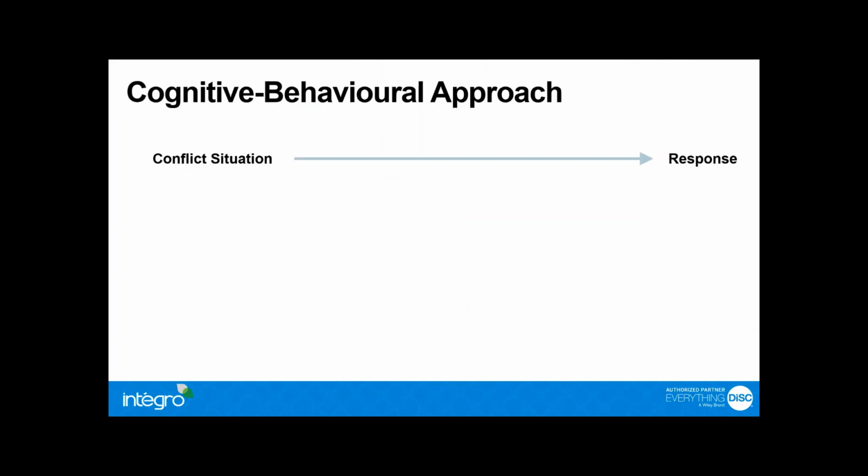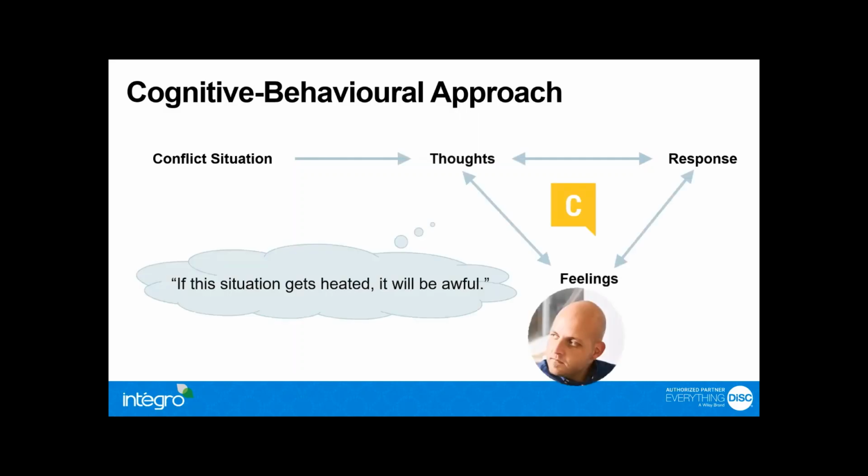And this is an example of the C style, okay? So here's Dave. A conflict situation has arisen. He and Ruby were arguing. His automatic thought is, if this situation gets heated, it will be awful, all right? So his feeling is anxiety and his behavior will be to withdraw, all right? That's an instinctive response to his anxiety. Now, withdrawal is a destructive response because it doesn't do anything about the conflict. Conflict's still there, you're just avoiding it. Okay.